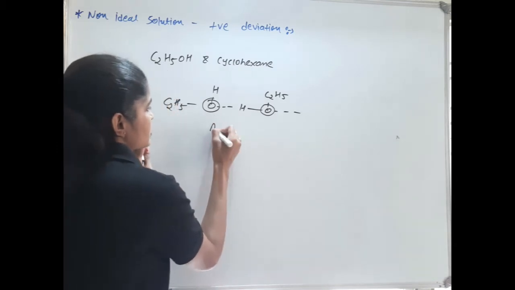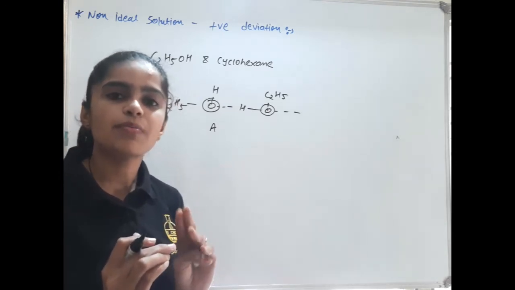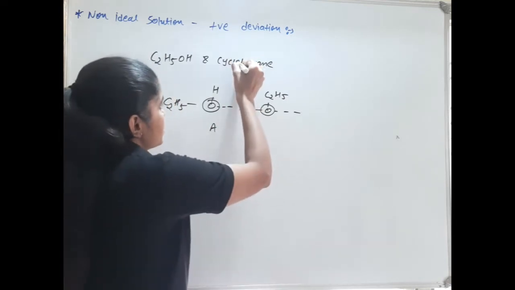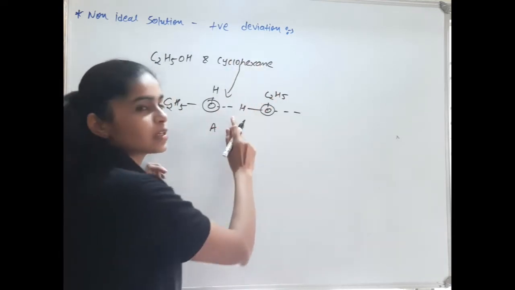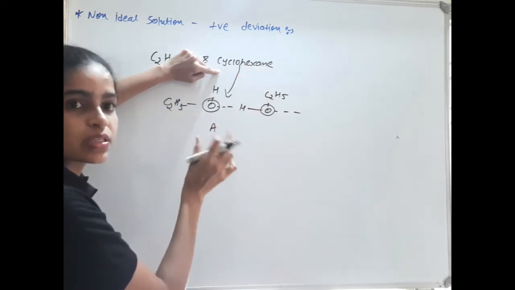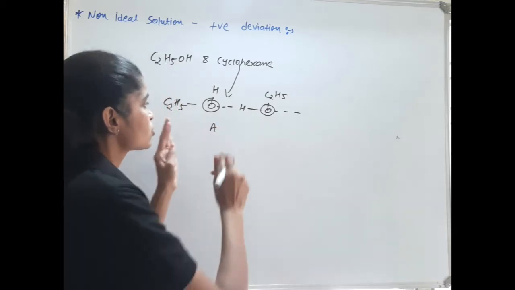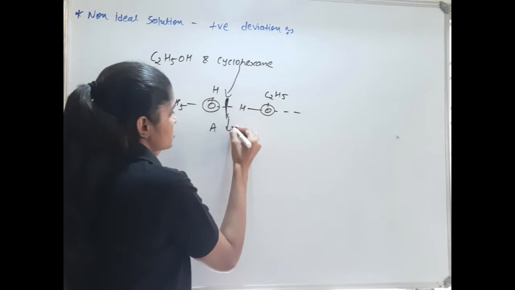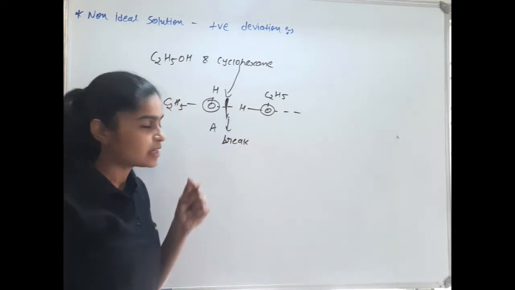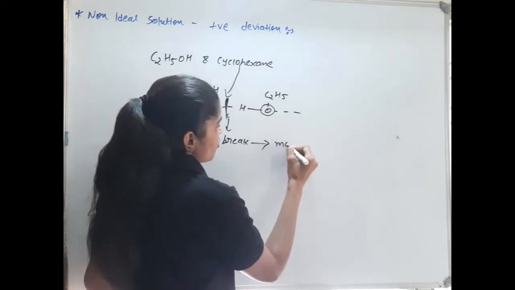This is considered as A. The binary solution is made up of two parts, A and B. So this is A, and B is added. So cyclohexane is added to the ethanol. This cyclohexane occupies the space between these molecules. So this bond is breaking. The hydrogen bond becomes weaker and this bond also breaks, so it becomes more and more weaker.